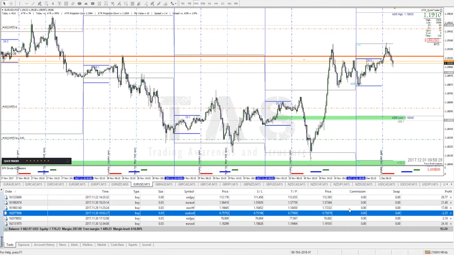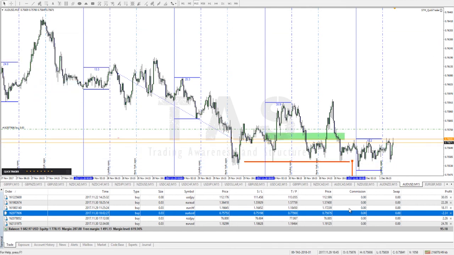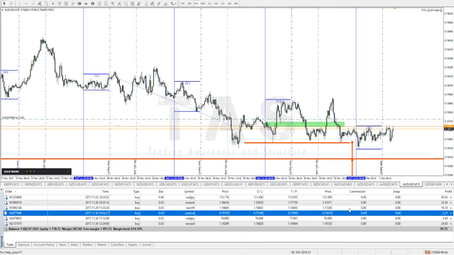Australian dollar, US dollar, that was playing around, still playing around, but it has taken some stops out. It has taken these stops out. You probably remember I put that line there yesterday. It took the stops during Asia, and now it looks to be going up.